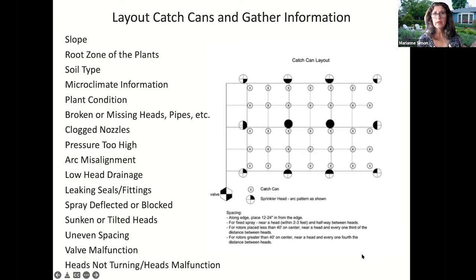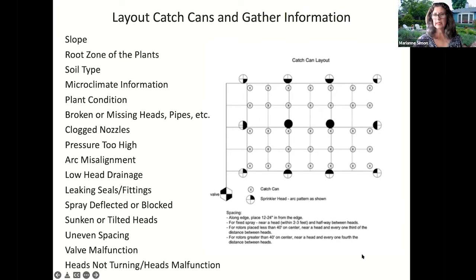So when you are preparing for the catch can test, and again, we'll go into this in more detail in the other video, you're looking at two components. The first one is the context, if you will, for the irrigation system. So you're looking at things like slope, soil type, root depth, microclimates, etc. And then, as we mentioned, you are also looking at, in quite a bit of detail, what is happening with the irrigation system itself. So, blocked heads, but you're also potentially looking at the valves, any leaks, uneven spacing, etc.